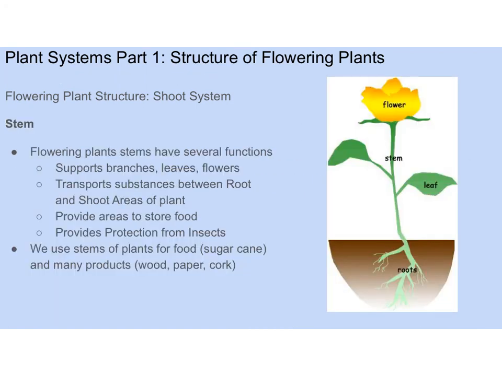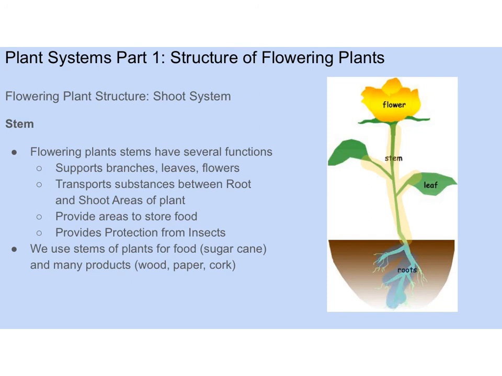Okay, the last part that I wanted to talk about was the stem system. Flowering plant stems have several functions. The stems I'm talking about are the main part going down here. We do have branch stems and leaf stems, but I'm talking about the main stem that goes from the top to the bottom. One thing, it supports the branches and leaves and the flowers. It's the structural component, making sure the leaves don't fall on the ground and the flower doesn't fall on the ground.